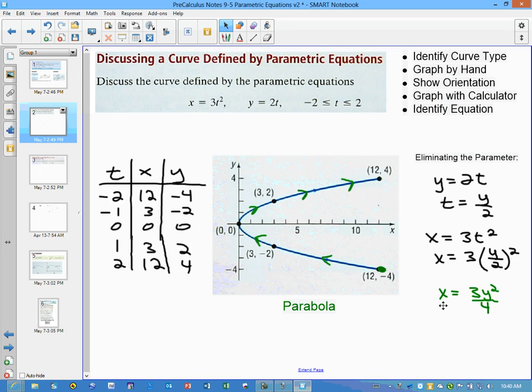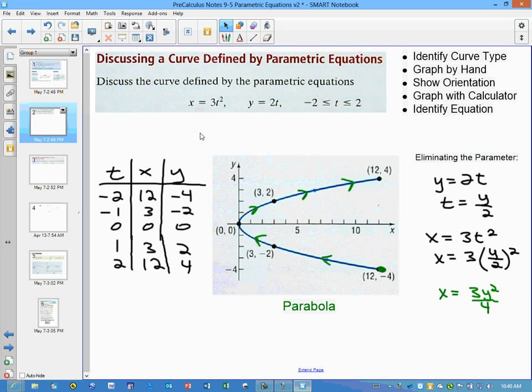So it's basically x equals a y squared, so we should recognize that as a parabola. That will be a horizontal model of the parabola. Okay, so that is fully discussing the curve, finding all 5 of those items.